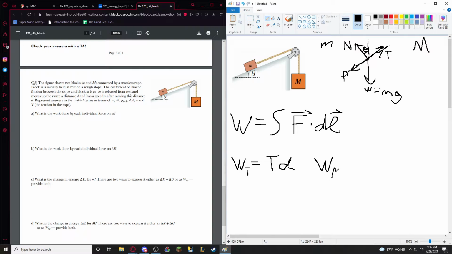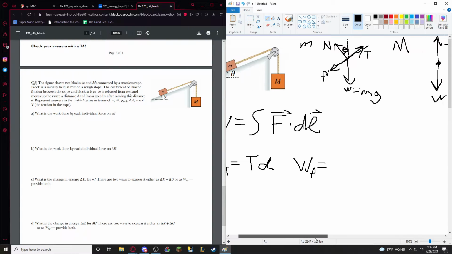The frictional force would be mu K times mgd. Almost. How about leaving it in terms of the frictional force, just F. So what is the work done by it? That would be the friction force times the distance it travels.